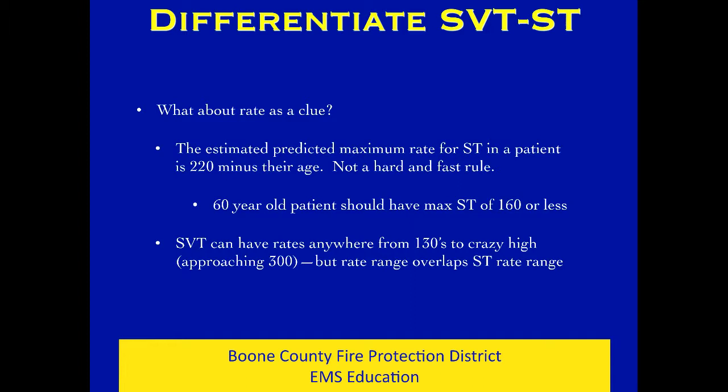And so we know now that a reasonable estimated predictable maximum rate for sinus tach in a patient is 220 minus their age. So a 20-year-old can get up close to 200, whereas a 60-year-old is in the 150s, 160s. This is not a hard and fast rule. There's times when this is violated, but it's one of those things that you can use as a clue. There's not one thing you look at to differentiate SVT from sinus tach. You look at all the factors, and rate would be one of them.